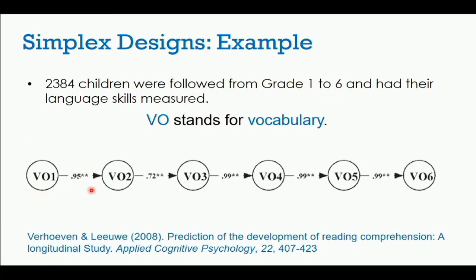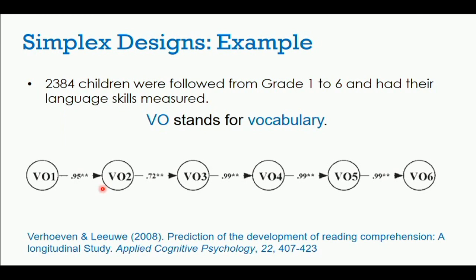And then they plotted up a diagram that showed the autoregressive coefficient from time 1 to time 2 to time 3, time 4, time 5 and time 6. So let's have a look at time 1 and time 2. So the correlation between grade 1 vocab and grade 2 vocab was 0.95, as close to 1.0 as you can get, I would think. From grade 2 to grade 3, there's a bit of a drop.